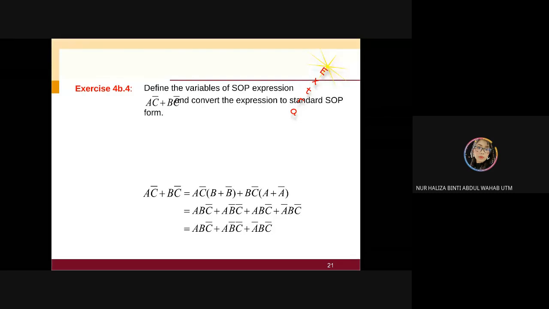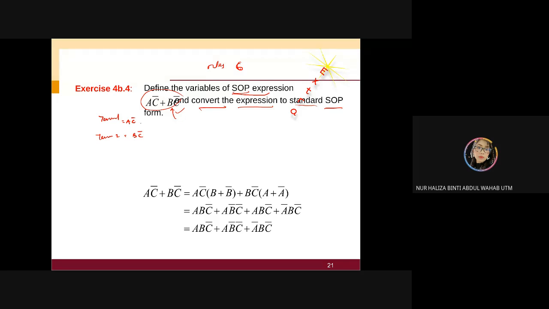So there is an exercise over here. You need to define the variables of the SOP expression and convert the expression to standard SOP. This one, you first see whether it is SOP or not. If it's SOP, you just need to convert using your standardization way, rule number 6. So from here, you can see you have term 1, which is A C bar, and your term 2 will be B C bar.